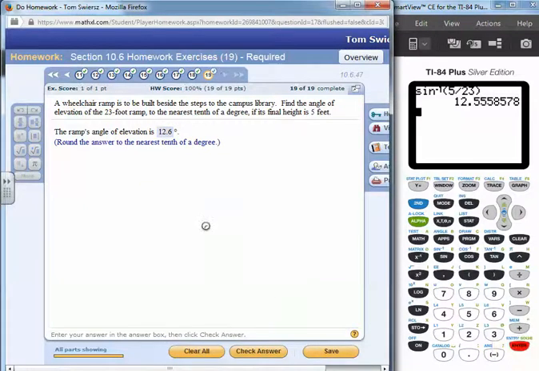All right, very good. Okay, this takes care of all the problems from section 10.6.